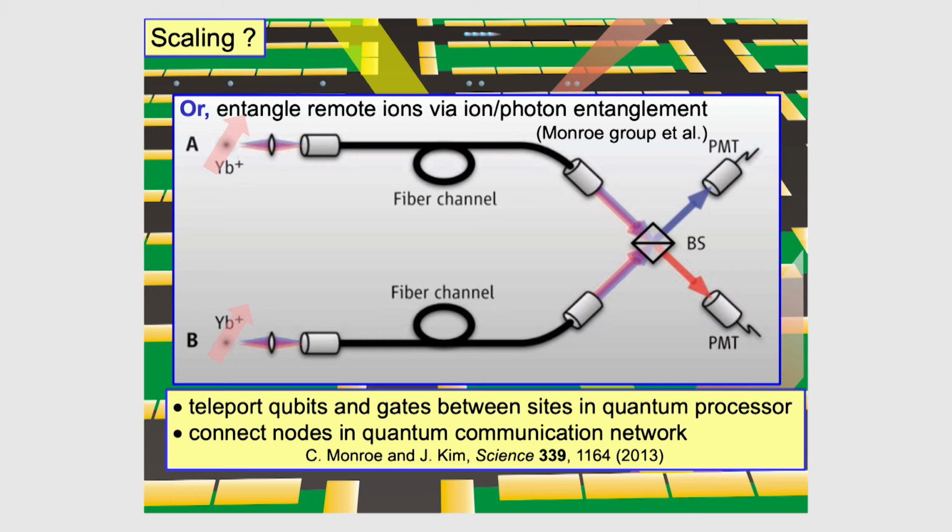And then we can teleport the qubit states, but anyway, the basic idea is we want to be able to... the trick now is to be able to scale up to make processors, and now people are talking about quantum networks that are actually already starting to be realized, but based on these kinds of schemes.